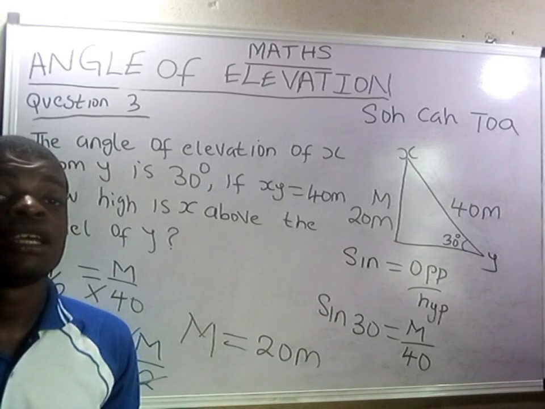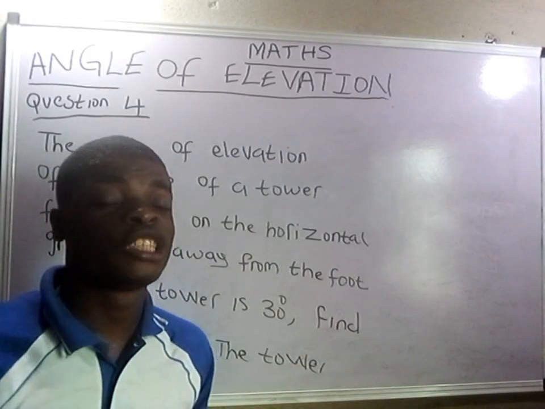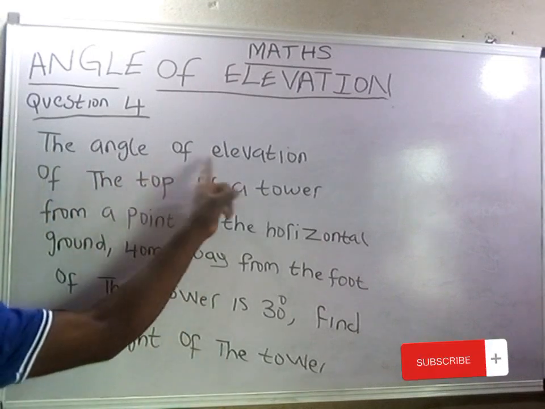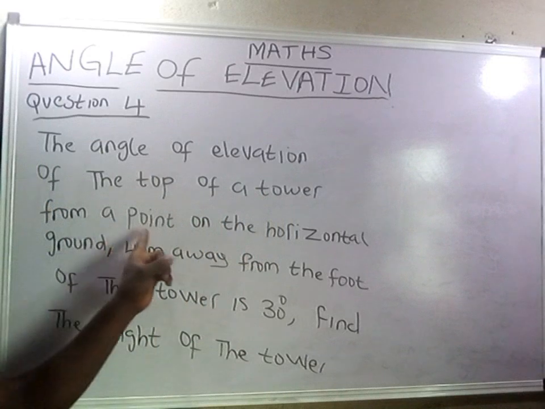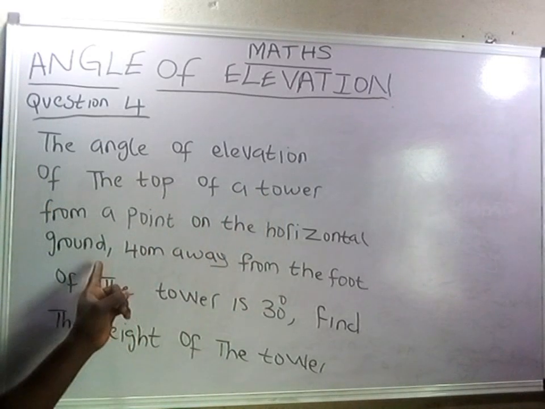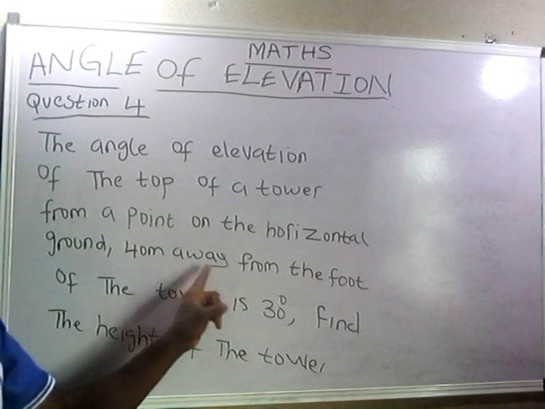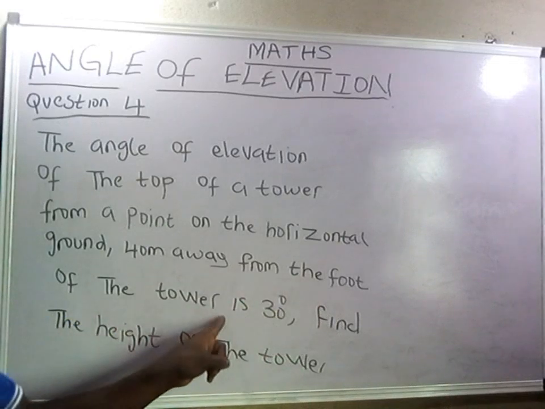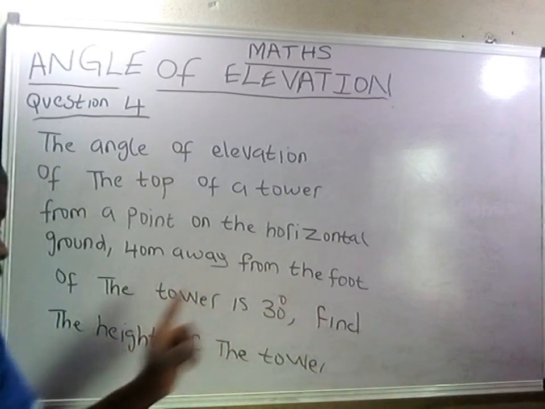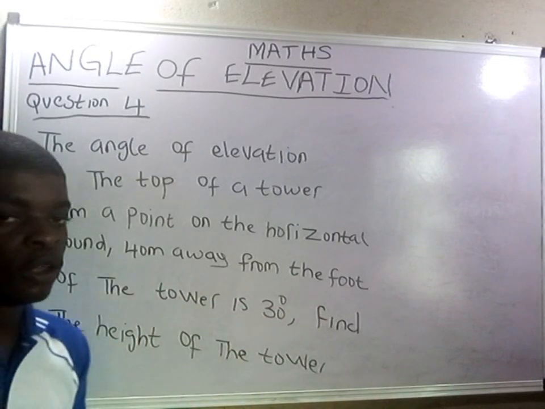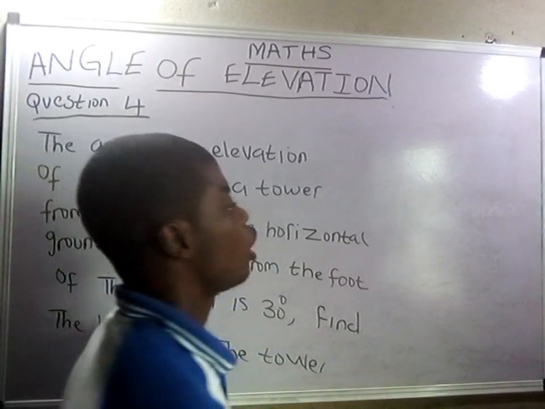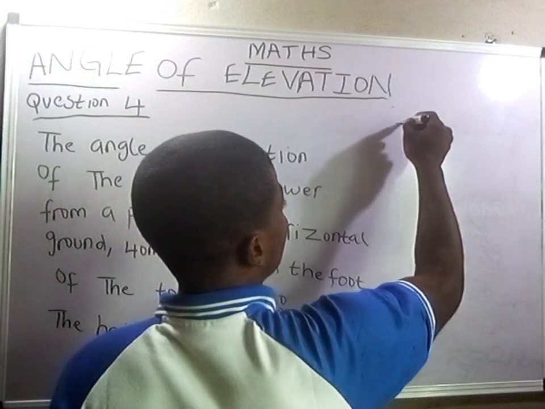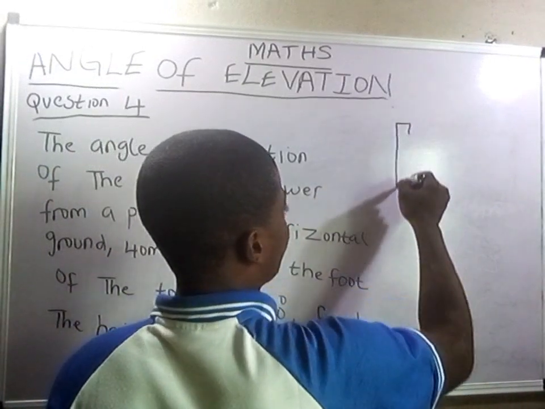So let's take another question. Guys, this is question 4. We have that the angle of elevation of the top of a tower from a point on the horizontal ground 40 meters away from the foot of the tower is 30 degrees. Find the height of the tower. First of all, a tower is a long building, it's very tall. So let's draw our tower.